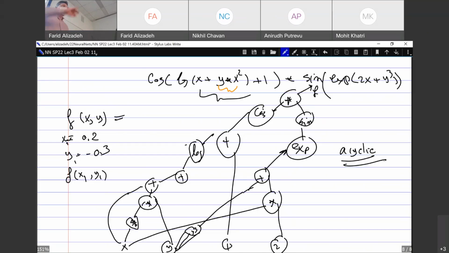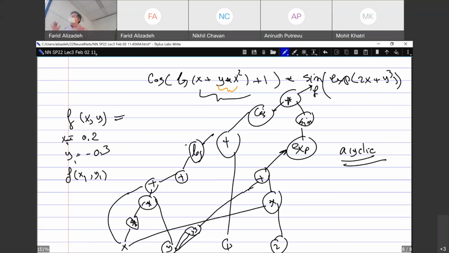Acyclic graph means that if you start from a node and walk along some points, you can never come back to where you started. If you can, that is called a cycle. An acyclic graph is a graph that does not have any cycle. Once you leave a node, you can never come back to it.